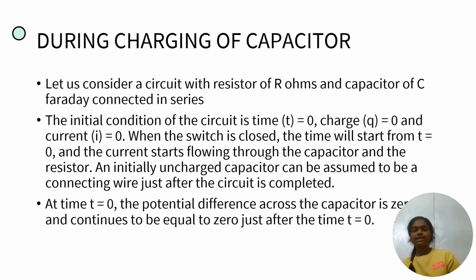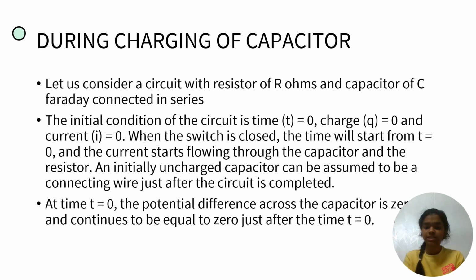Now first let us take the case of charging of a capacitor. To derive this, we will consider a circuit with a resistor of R ohms and a capacitor of C farads connected in series. The initial condition of the circuit is that at time t equals 0, charge is equal to 0 and current is equal to 0. When the switch is closed, the time will start from t equals 0 and the current starts flowing through the capacitor and the resistor.